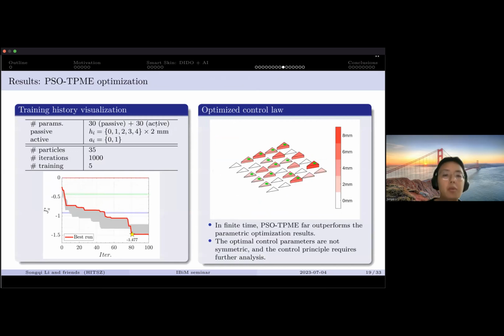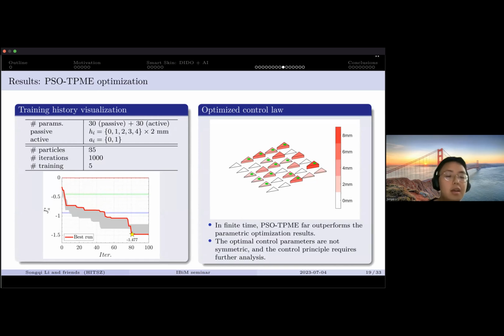Okay, so now we go to the actual application of PSO TPME in the smart skin parameter optimization. Here, the parameters we want to optimize are 3 passive parameters and 3 active parameters. For the passive parameters, we just specify different heights of the vortex of each vortex generator. And for the active part, as I said, we only use open loop control, and we only specify the on-off state of each actuator throughout the experiment.